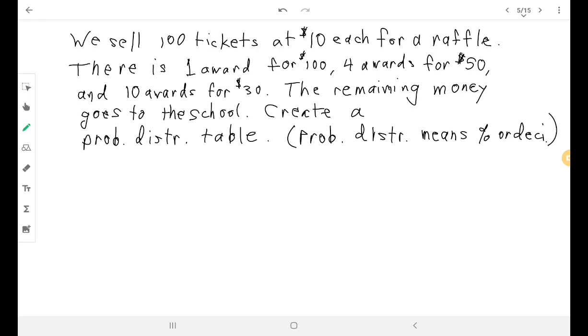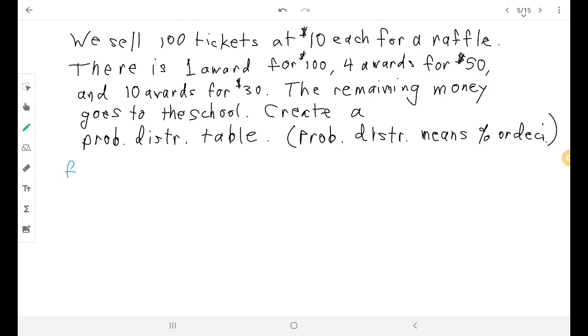This isn't really part of the statistics problem, but that gives us $1,000. Then we've got 100, and 4 50s is 200, so that's 300, and then 10 30s is another 300. So we're giving away 600 of that $1,000, so we're only making $400 off of this. Maybe $400 is our goal. This would be a very good way to guarantee a goal like that, right? And then the remaining money gets donated to the school. So if we're looking to donate $400 to the school, this would be a really good way to ensure that that happens. So let's create a probability distribution table for this.